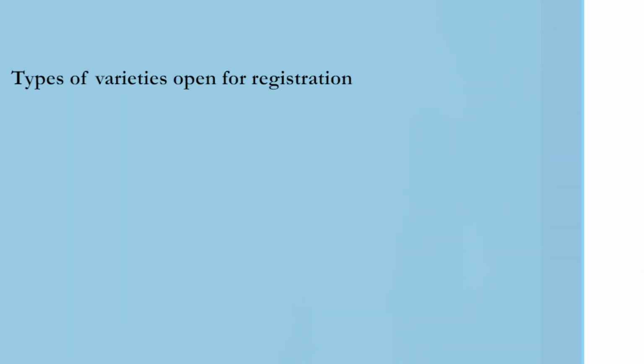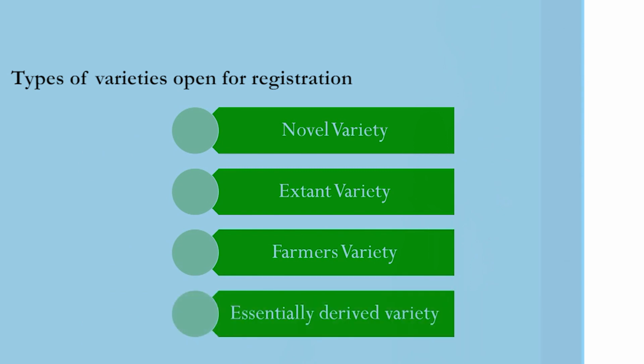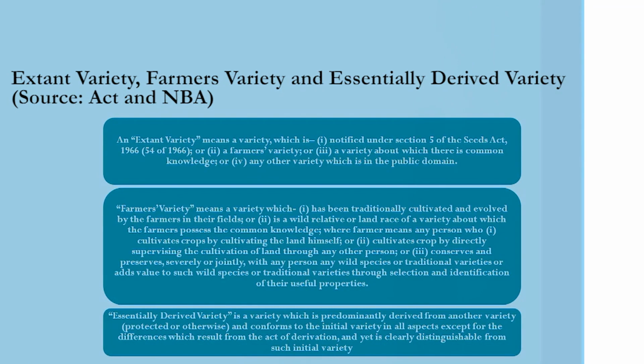The types of varieties that are open for registration under the PPVFR Act are novel varieties, extant varieties, farmers' varieties and essentially derived varieties. An extant variety means a variety that is notified under section 5 of the Seeds Act 1966, a farmers' variety, or a variety about which there is common knowledge, or any other variety which is in the public domain.